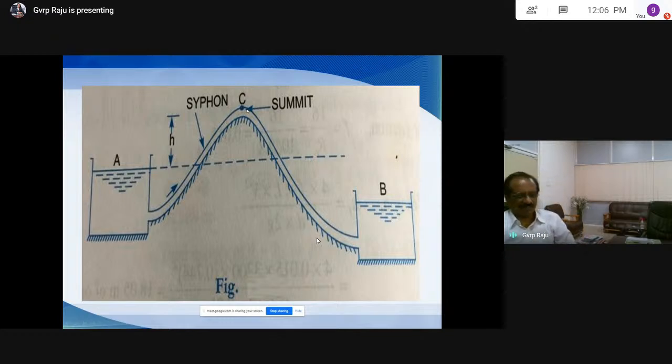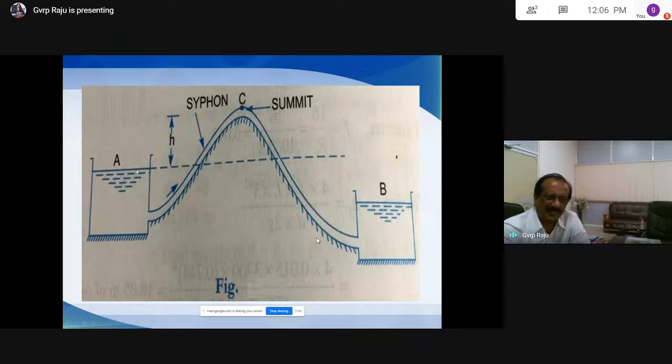So you can apply Bernoulli's equation at A and Bernoulli's equation at C, so that you can find out the height of summit. Straight away apply Bernoulli's equation at A and at C, and this becomes the datum. Suppose you take datum Z1 = 0 and Z2 will be H, so that you can find out the value of H here. So for finding out the height of summit, just apply Bernoulli's equation for the reservoir A and for the summit, so that you can find out the unknown.